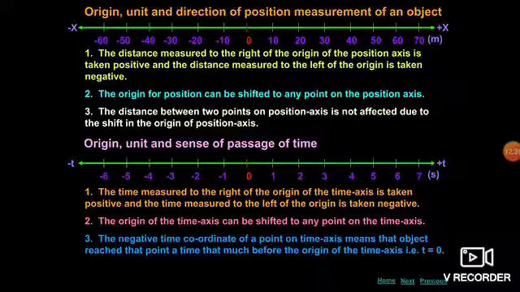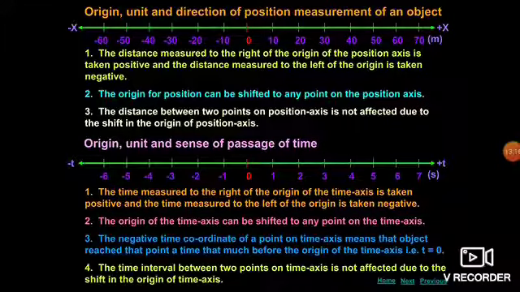Again I am telling you, time cannot be taken as negative, but what do we think? Suppose we are taking 0 and we are talking about minus 3 seconds. So what it says is, the negative time coordinate of a point on the time axis means that the object reached that point at a time that much before the origin of the time axis. Clear? That means when we start the time, we will start the time clock at that moment. It means the body will reach there 3 seconds before it. It means this actually.